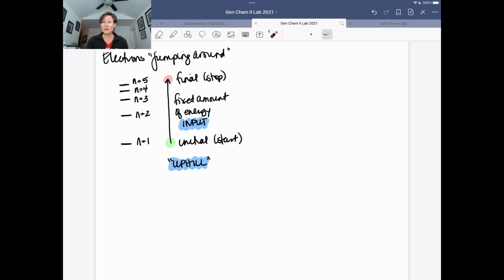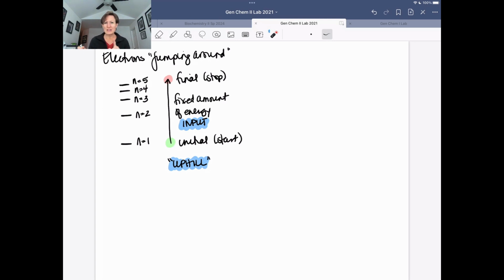All right, so our first lab in Gen Chem 2 is going to be about electrons jumping around. So what does that mean? Well, electrons can reside in energy levels that we give numbers of n, right? So we're going to think about electrons jumping up these steps. And so I want you to envision that as jumping up or down a staircase.